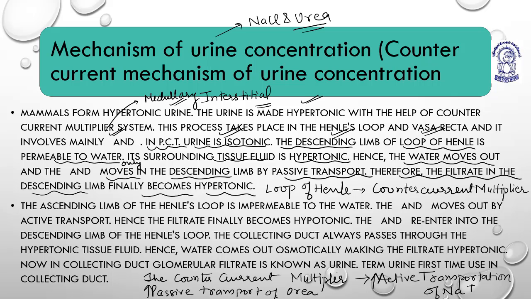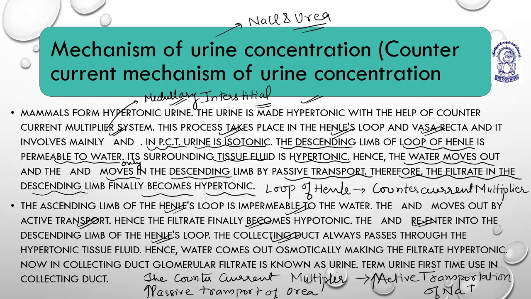The ascending limb of the loop of Henle is impermeable to water, and that is why the solutes keep on moving. Now the water will move, but with active transport. In the descending limb, the water was moving with the help of passive transport, but in the ascending limb, the water will move through active transport. Hence, the filtrate becomes hypotonic. The water further re-enters the descending limb of the loop of Henle.